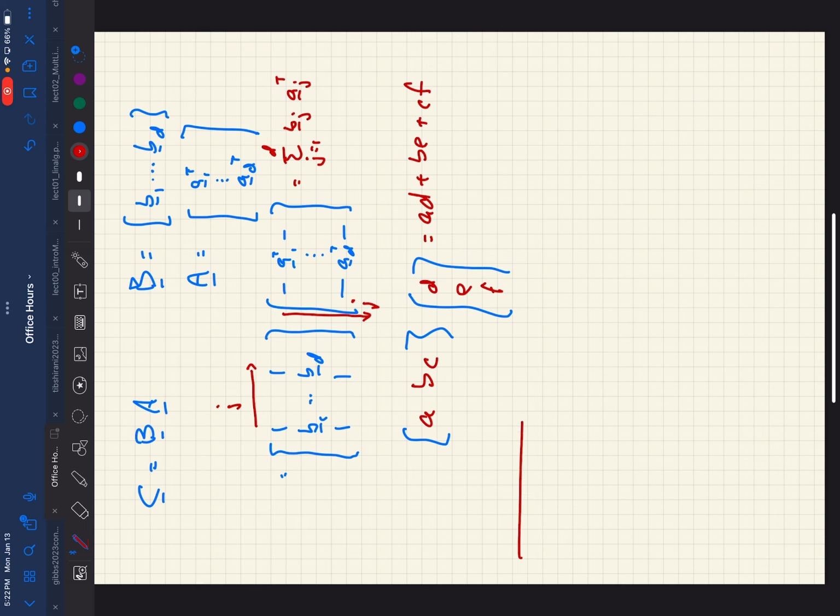So we've got this next problem. This is part C. We have C is B times A again, and in this case, B1 through Bn.